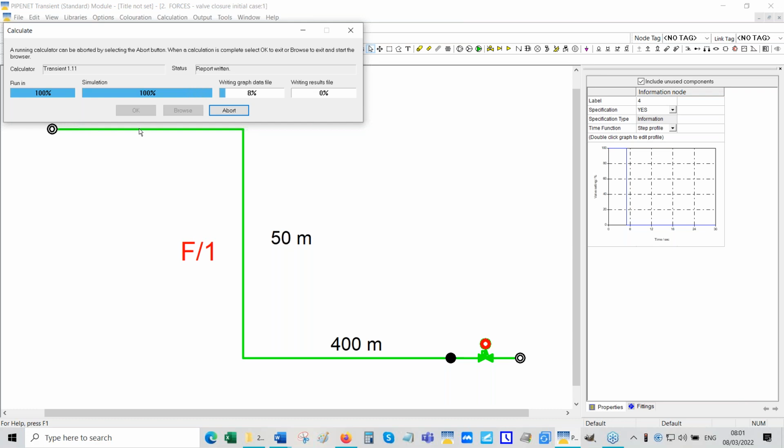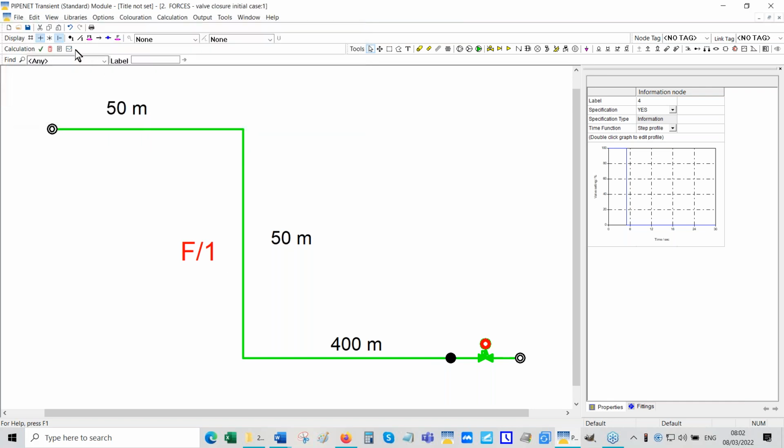See, it takes longer because I've asked for the output for the pipe as well. And because the pipe is subdivided into grids, it takes much longer to output. So when you're actually running PIPENET, be careful about asking for results for pipes, because PIPENET will save the results at all the grid points along the pipe. Because as you know, a pipe, for dynamic analysis, is divided into segments. Okay.